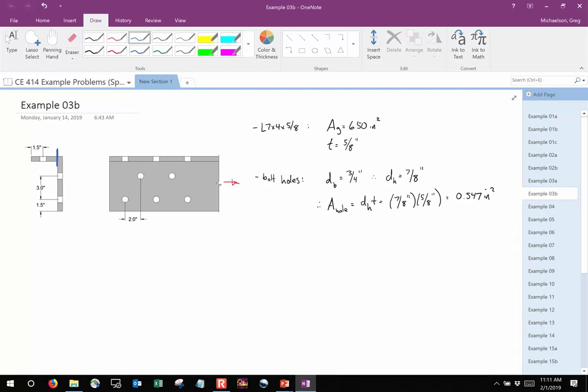So before I do that, let's look at some dimensions. What is this dimension right here? 7 inches. What is this dimension right here? 4 inches. Now, what is this dimension right here? 4 minus 5/8. Everybody see that? It's 4 minus a thickness. Everybody okay with that?